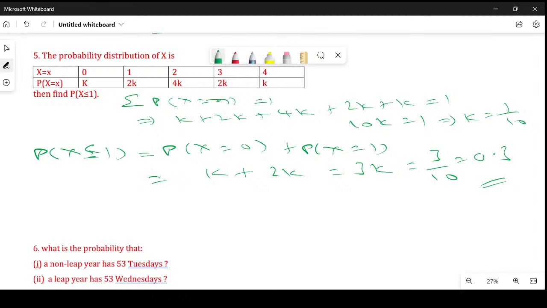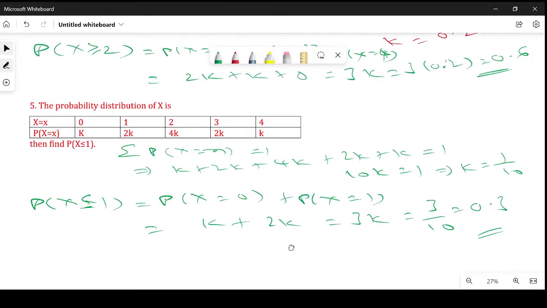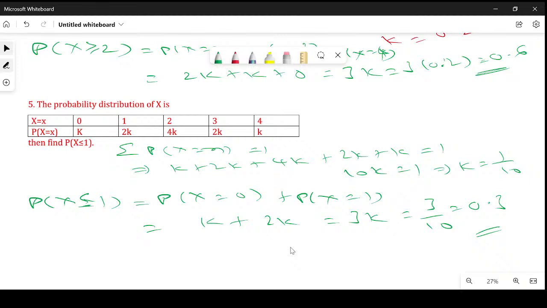See, in the fifth problem, they are given the table. Sum of the probabilities means add all the probability values, which is equal to 1. 10k = 1, k = 1/10. Now they are asking only to find P(x ≤ 1). That means 1 or left of 1: 0 and 1. So P(x = 0) plus P(x = 1). P(x = 0) is k, P(x = 1) is 2k. k plus 2k is 3k, so 3/10, 0.3.